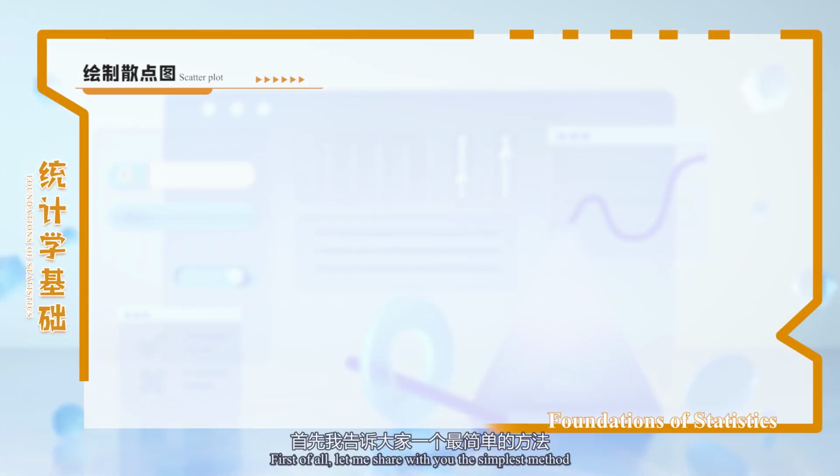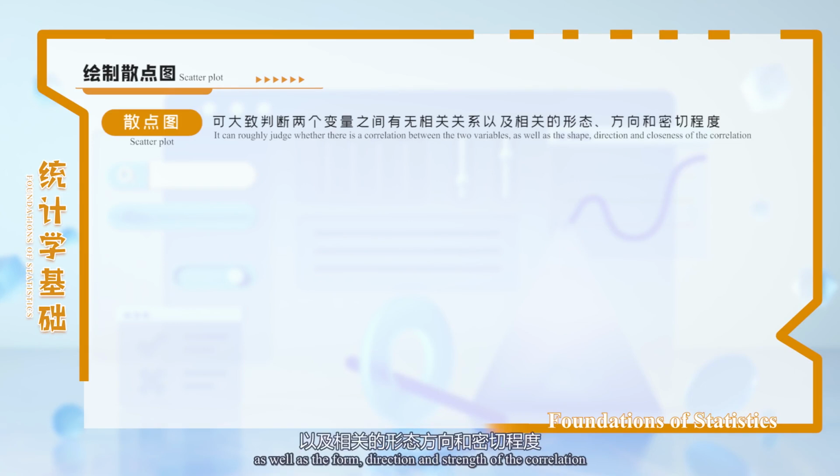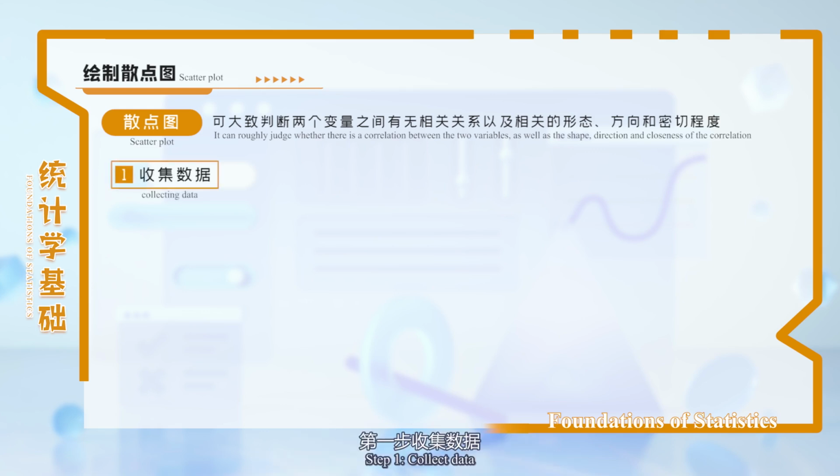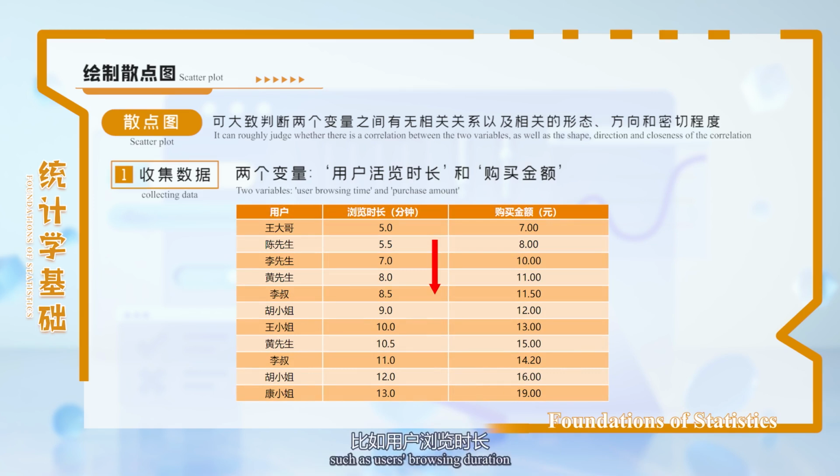First of all, let me share with you the simplest method. The scatter plot, also known as a correlation diagram. Using this scatter plot, we can roughly determine whether there is a correlation between the two variables, as well as the form, direction, and strength of the correlation. Step 1. Collect data. The two variables are users' browsing duration and purchase amount. Then, sort one variable, such as users' browsing duration, by its value, and arrange the corresponding values of purchase amount in parallel. In this way, a simple correlation table can be obtained, as shown in the figure.